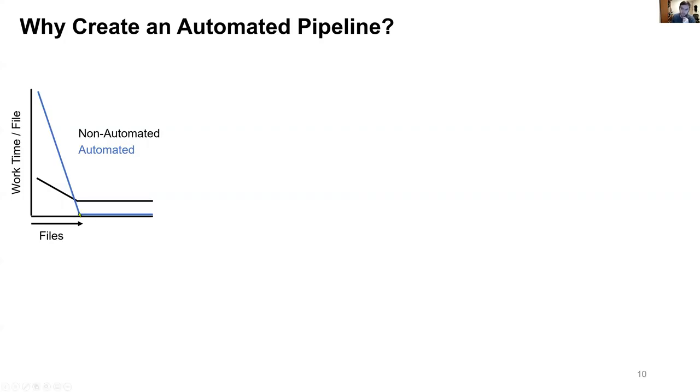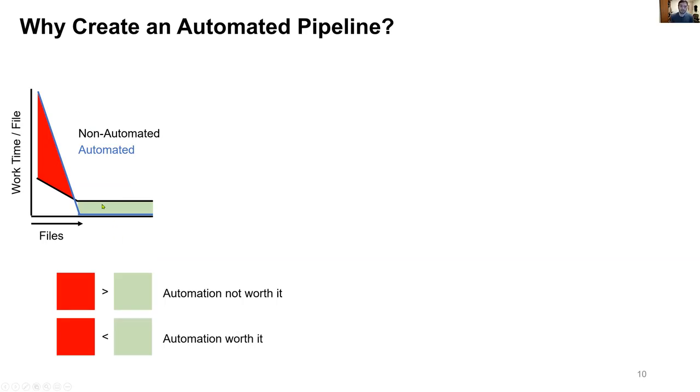But once it's complete, then you've dramatically reduced the amount of time it takes a file to produce indefinitely. So you've got to think about the amount of time spent creating it versus the amount of time you save. And if you save more time in the long run than it costs up front, then it's always going to be worth creating some sort of automated pipeline.